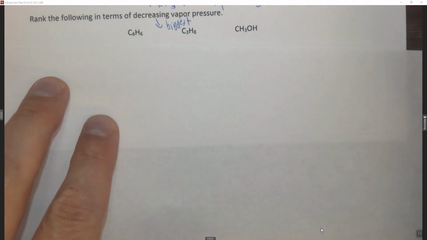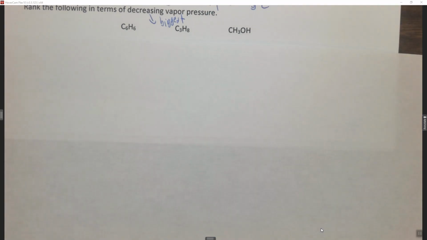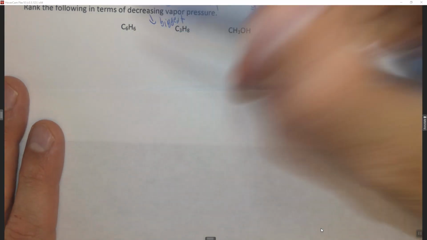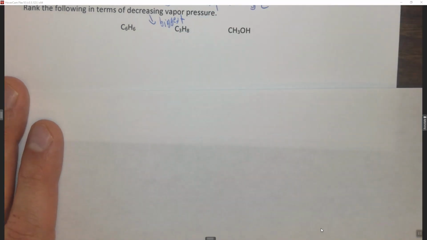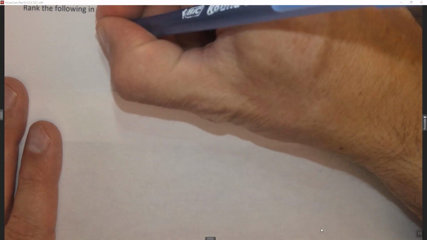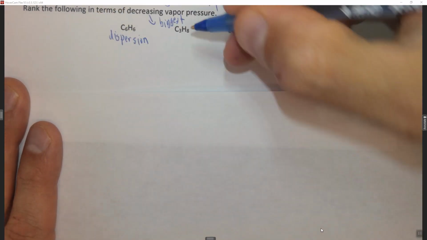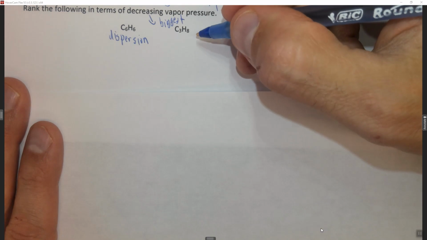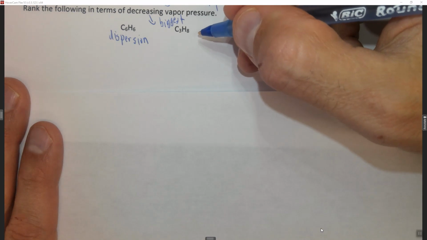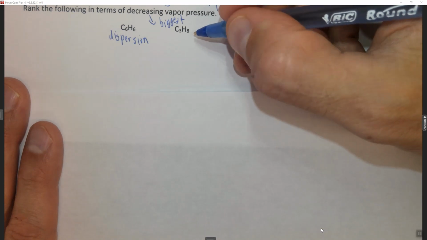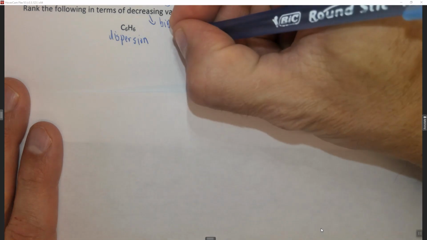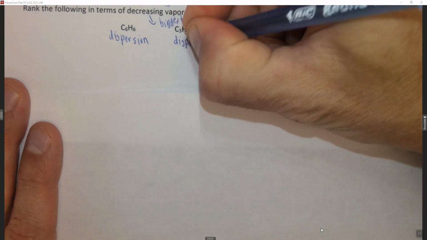So here we have not already drawn these Lewis structures like in the previous two examples. So we need to look at the strongest intermolecular force in each of these things. So if we look at C6H6, it only contains carbon and hydrogen. So generally speaking, the strongest intermolecular force is your dispersion force. C3H8, same thing. It only contains carbon and hydrogen. So this is going to only have the dispersion force as well.